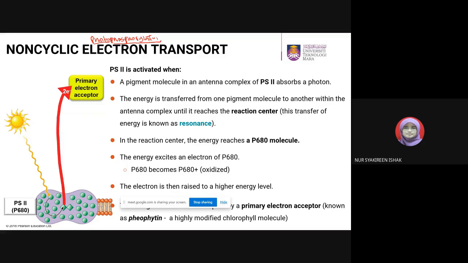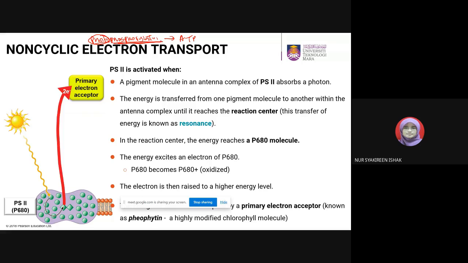Sebab masa stage ni light energy akan digunakan. Light energy in the form of photon will be absorbed by the chlorophyll pigment, and in the process also involve phosphorylation to occur. What is phosphorylation? The formation or the production of ATP, from the process chemiosmosis. So basically chemiosmosis occurs during light reaction.